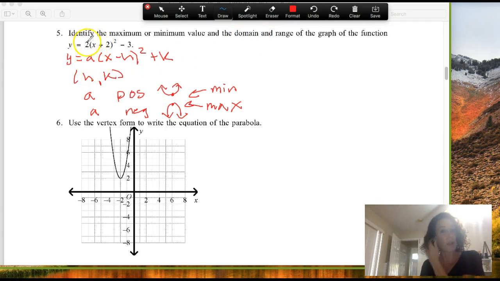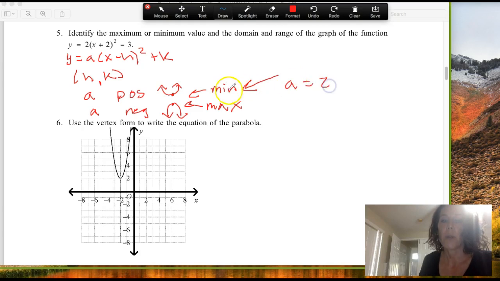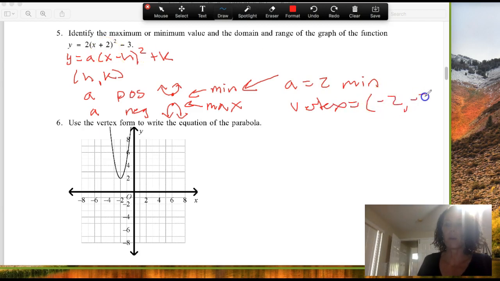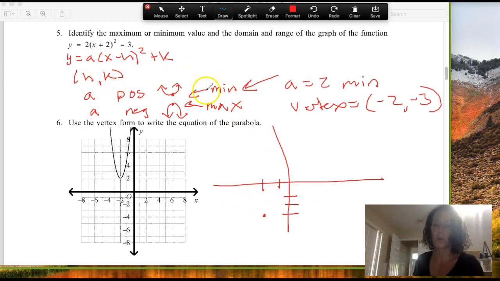So looking at this graph, my a is positive. So I know I'm going to have a minimum value. My a equals 2. My minimum value will be here at the vertex. So I know I'm going to have a min. So let's figure out what the vertex is. The vertex is (h, k), so my vertex will equal -2, -3. Now if I just want to sketch a graph so I have an idea of what I'm looking at, -2, -3. And I don't even have to graph an x-y chart. I do know that because a is positive, I'm going to open up.